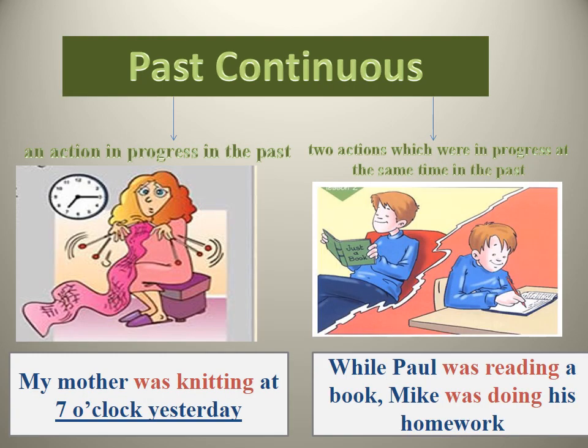We use past continuous when we talk about an action in progress in the past. For example, my mother was knitting at 7 o'clock yesterday. And when we talk about two actions which were in progress at the same time in the past. For example, while Paul was reading a book, Mike was doing his homework.